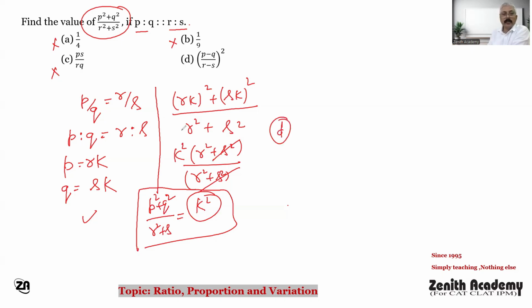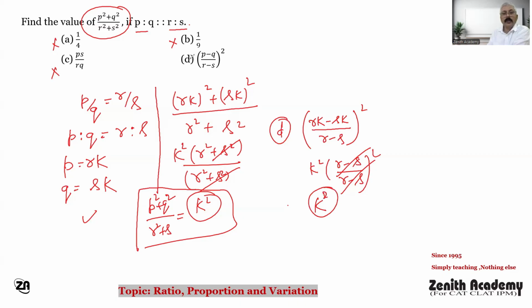In option D, if P we put rk and Q sk, over R minus S, and this is a square. So k common and whole square, it will come this. And now R minus S, R minus S, it's a cancel. It is coming equal to K square. So option D is equal to K square, which is here equal to K square. So this is your right choice.